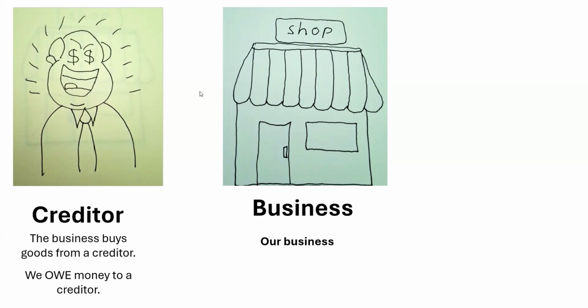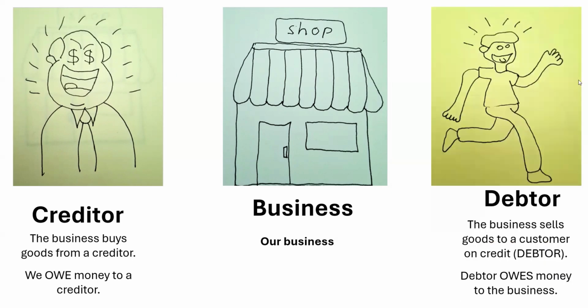We can then use this stock and sell it then to a debtor, which you were taught about in term 2. And the business sells goods to a customer on credit, and this is called a debtor. So the debtor owes money to our business, to us, and we owe money to a creditor. Do not confuse the two terms. A creditor is used for credit purchases if we owe money to a creditor. A debtor is for credit sales when a debtor owes us money.